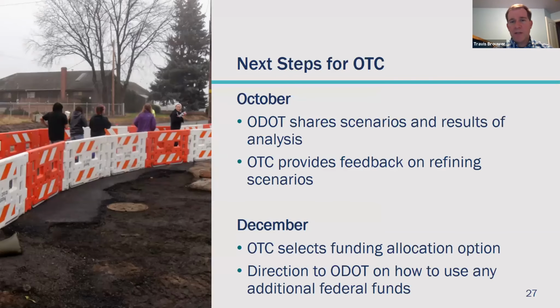So the next steps for the OTC, in October, we're going to share these scenarios with them. This is going to be at their meeting on the 22nd, which will be happening online, as all meetings seem to be these days. We're going to share those scenarios, the results of the analysis. We'll have the commission provide feedback on refining scenarios. About that time, we're also going to be going out to the public to get your input in a more systematic manner so that we can share that with the commission as well in December. Their meeting is on the 1st, and we'll expect that they will likely select the funding allocation option that day. Pick one of these scenarios, essentially.